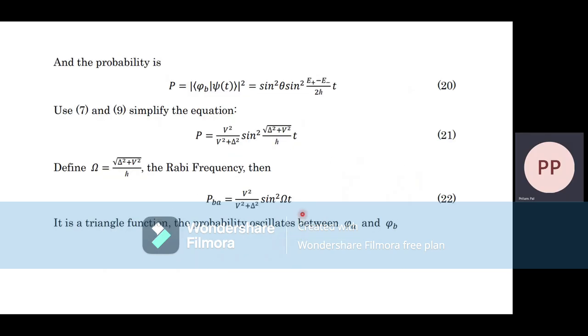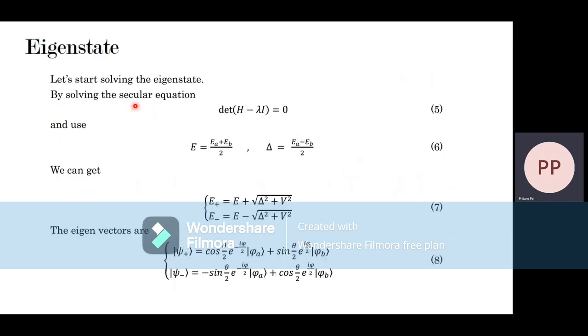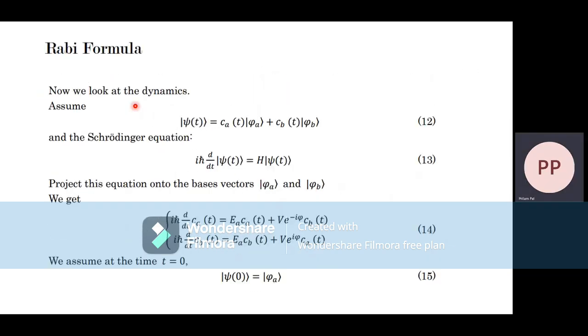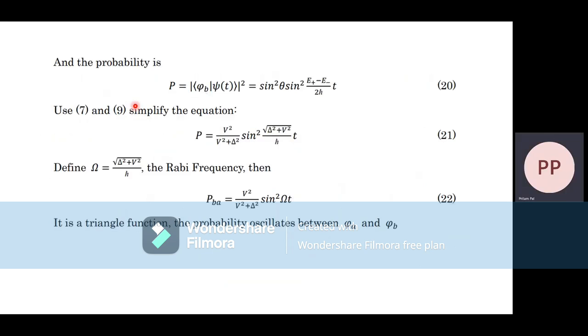Then you can see this like a sinusoidal thing, right? Sine square theta, there's a phase factor coming also with the time dependent factor. Okay. If you simplify this equation 7 and 9, you can get something like this. So this will be your probability.